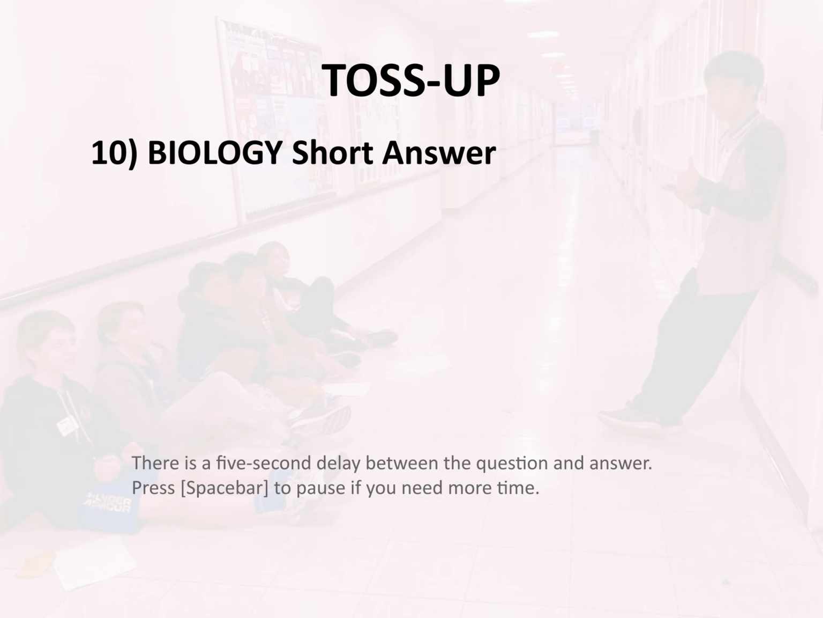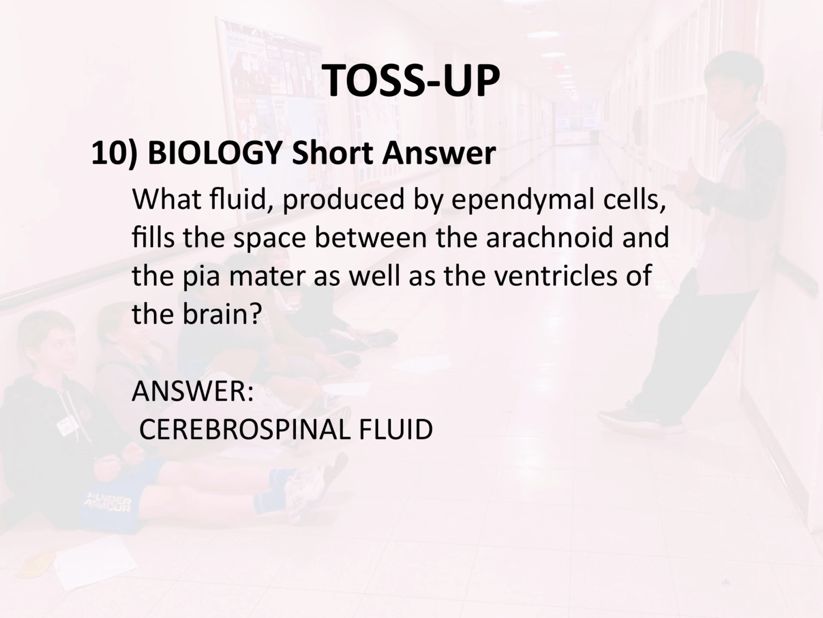Toss-up 10. Biology. Short answer. What fluid, produced by ependymal cells, fills the space between the arachnoid and the pia mater as well as the ventricles of the brain? Answer. Cerebrospinal fluid.